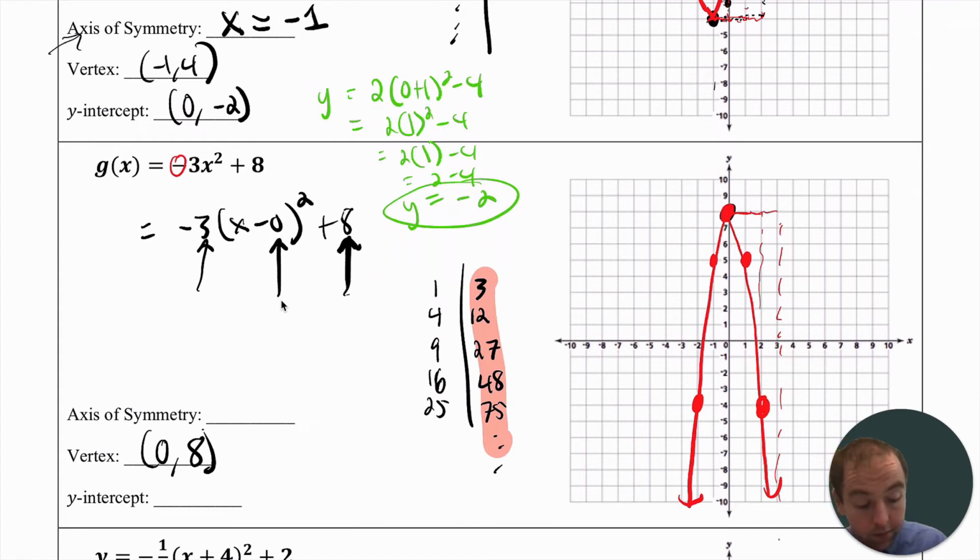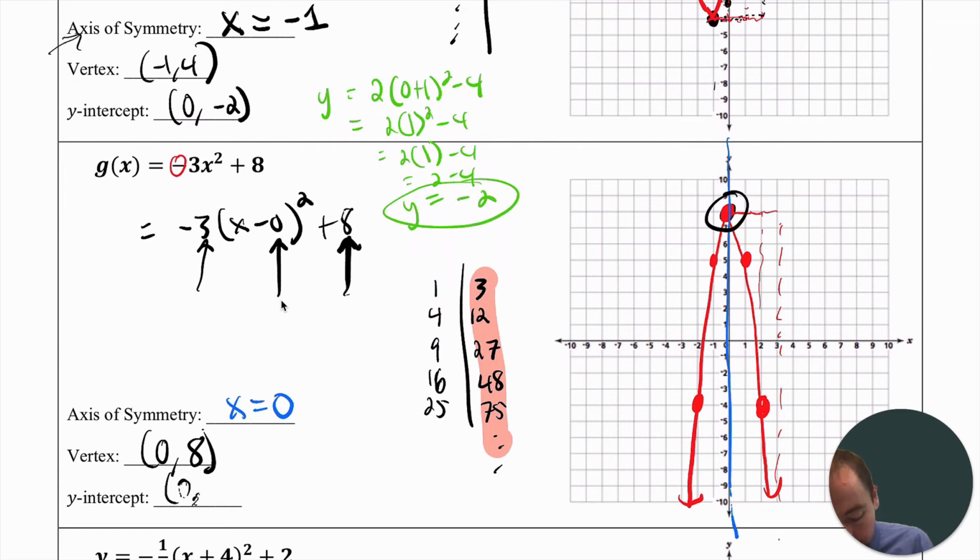For the axis of symmetry, the axis of symmetry is that vertical line right there, which is x equals 0. And then in terms of a y-intercept for the graph, clearly the vertex is the same thing as the y-intercept because it's crossing through 8 there on the y-axis. So we do know that the y-intercept would be at (0, 8).